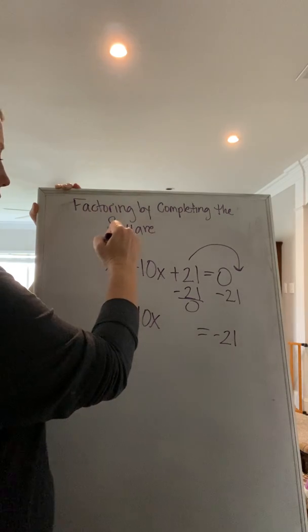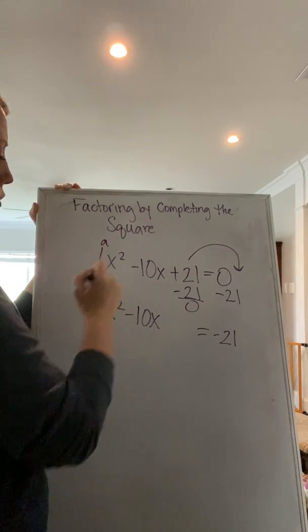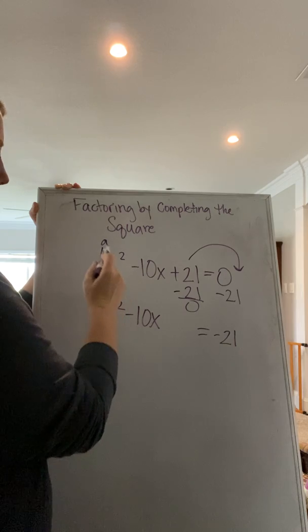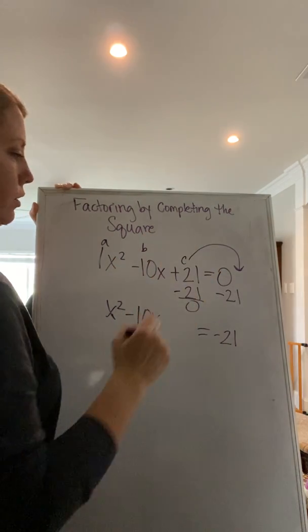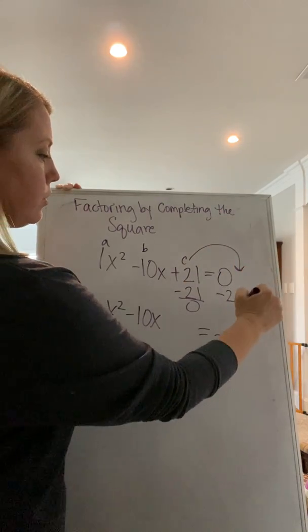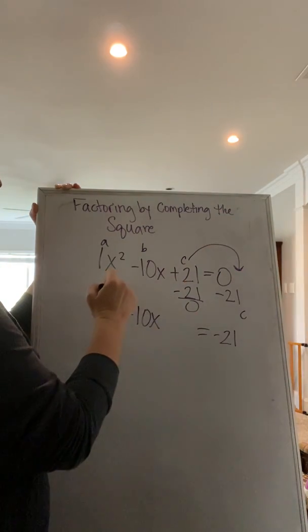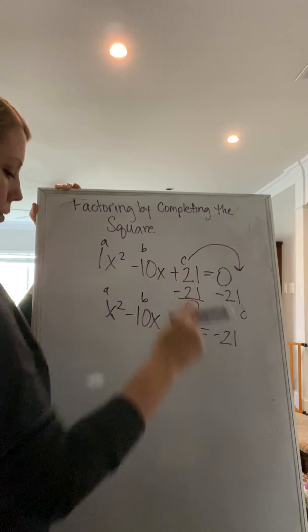Okay, so remember, this is A. The A is this understood invisible 1, not the x squared. The A is the coefficient. This coefficient is B, and this coefficient is C. So we took the C and we moved it over here. So now C is over here. So we're left with A here and B here.